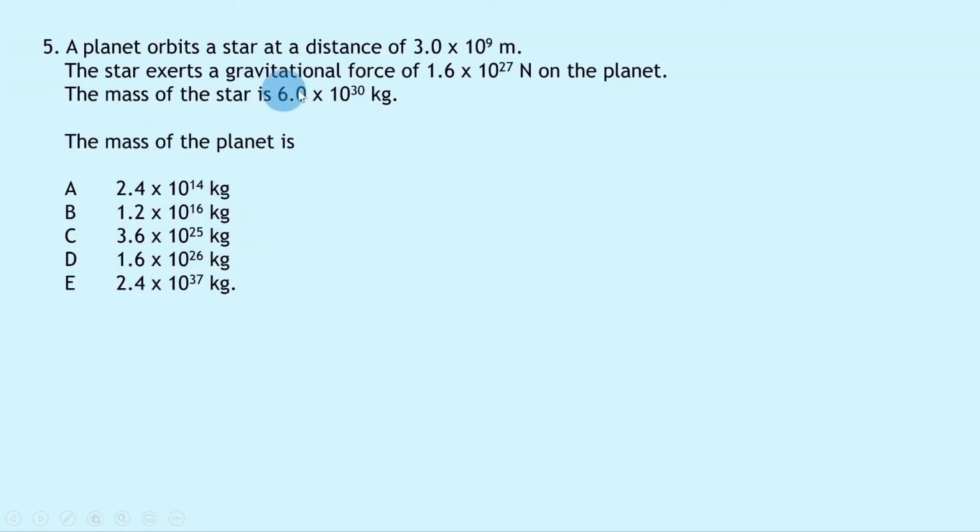Question 5 says a planet orbits a star at a distance of 3.0 times 10 to the 9 meters. The star exerts a gravitational force of 1.6 times 10 to the 27 newtons on the planet. The mass of the star is 6.0 times 10 to the 30 kilograms. The mass of the planet is... Well, notice how we're given a gravitational force, a distance and a mass, and we're asked to calculate the mass of a planet. So you should be thinking that we're going to use Newton's law of universal gravitation here, which has the equation F equals G Ms Mp over r squared.